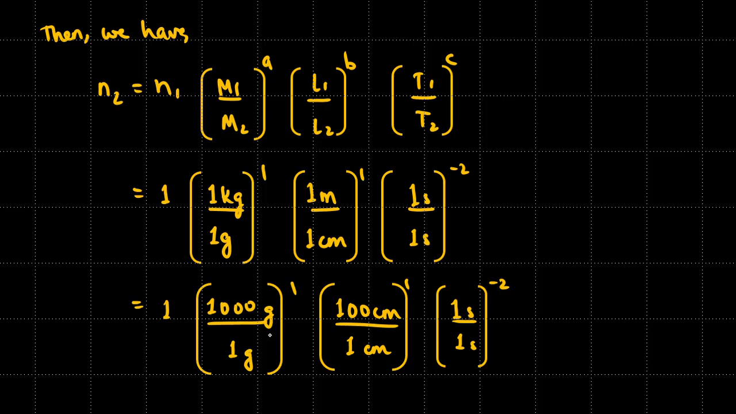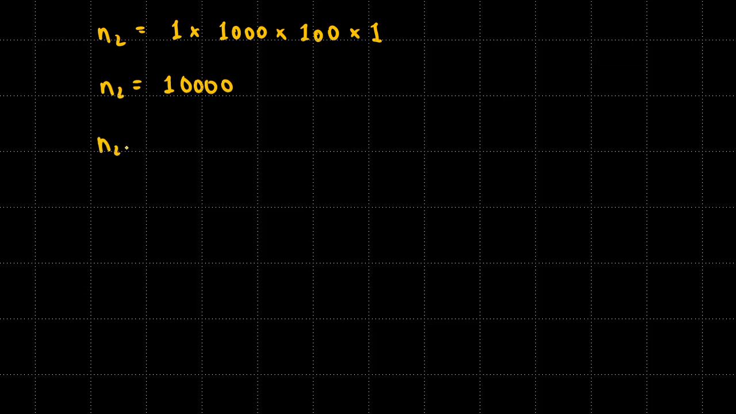As you can see, the gram and gram are the same, so we can cancel the grams. Centimeter is also the same, and second is also the same, so they can be cancelled. Now we can calculate. On the next page, we have n2 equals 1 times 1,000 times 100 times 1. That leaves n2 to be this, which is actually 10 to the power 5.